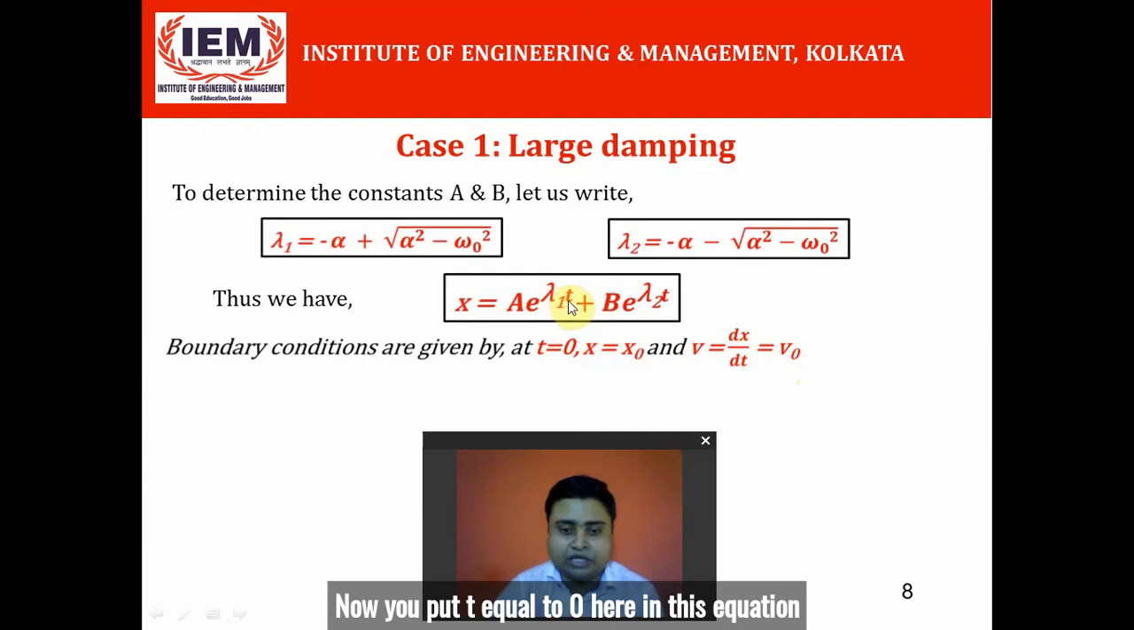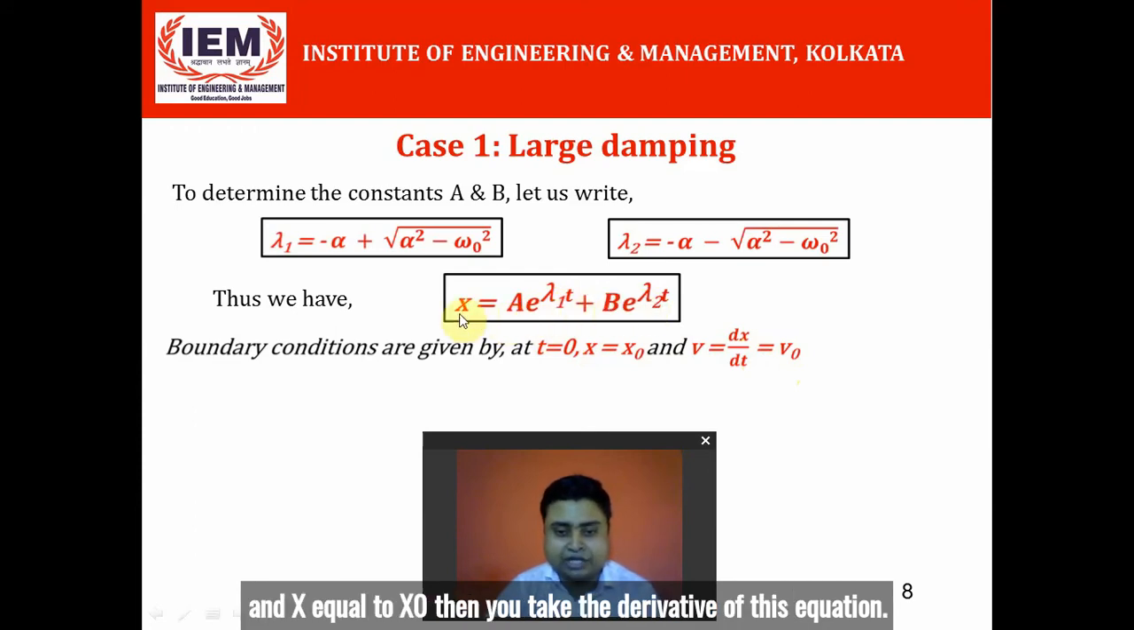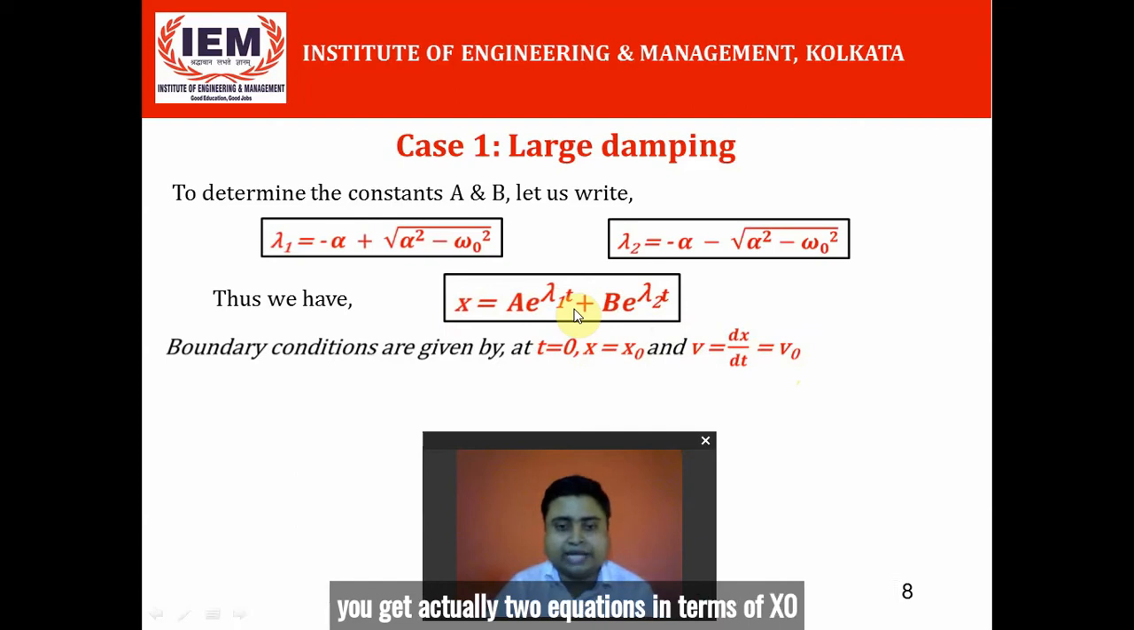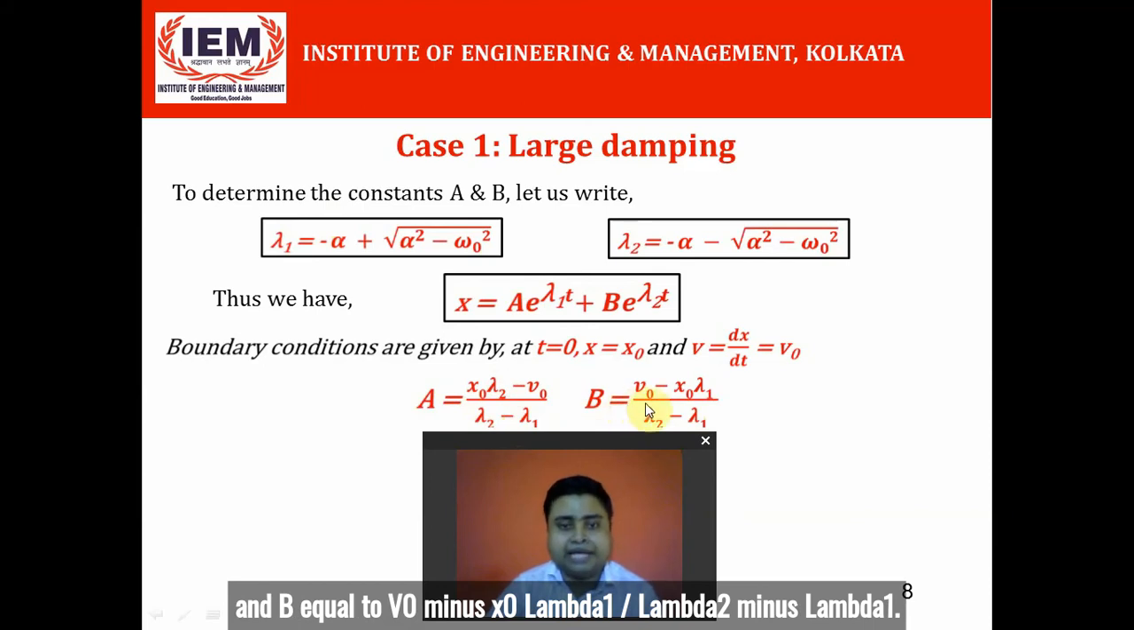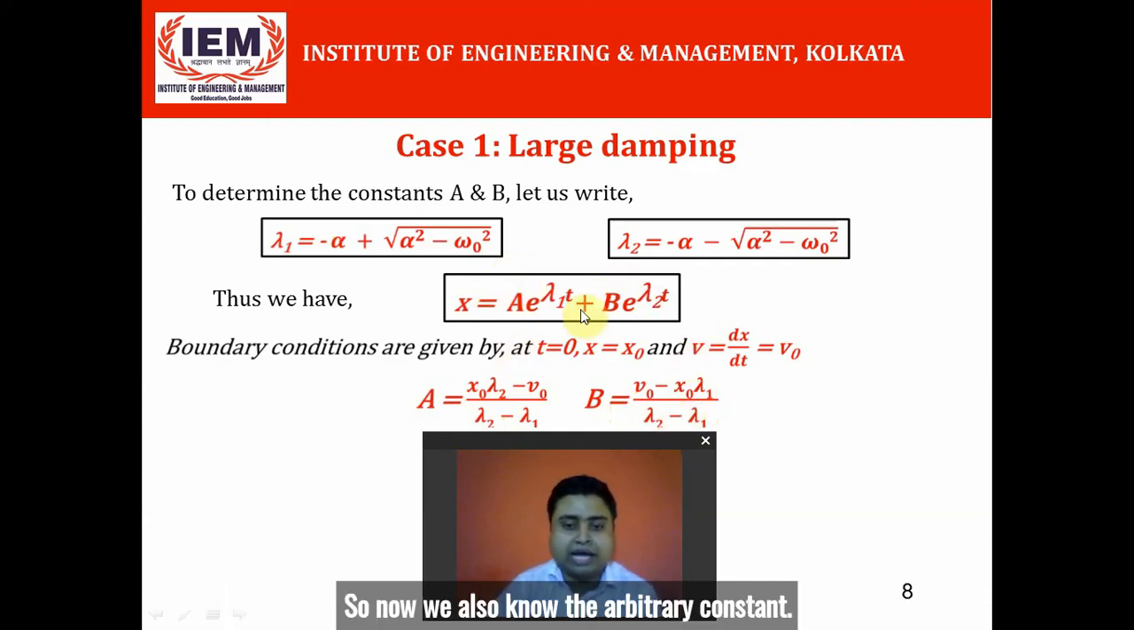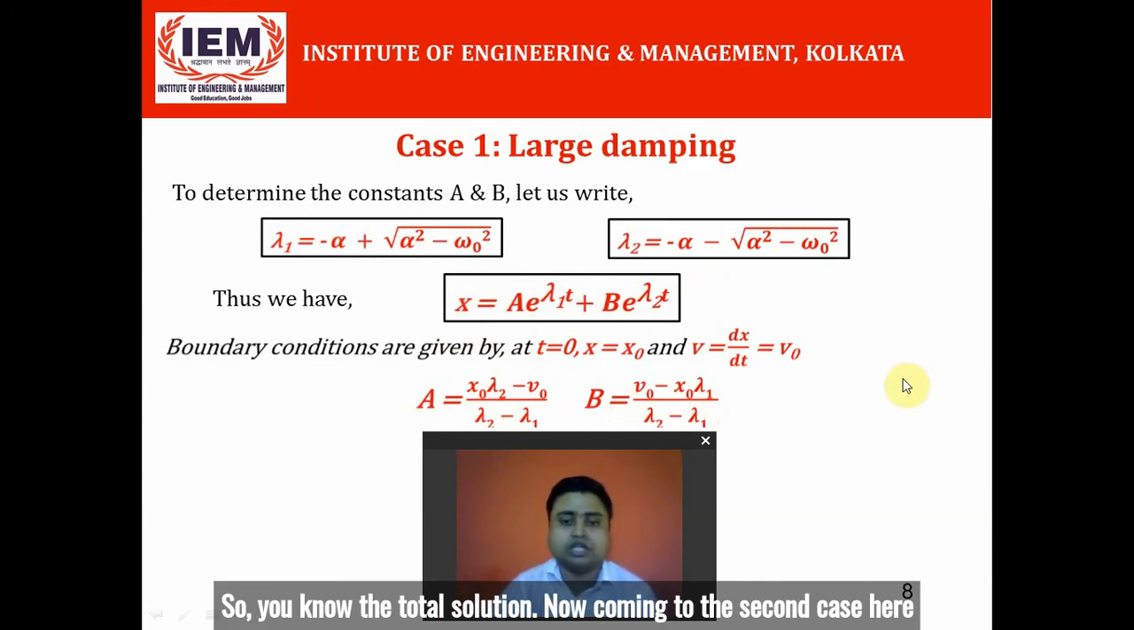Now you put t equal to 0 in this equation, and put x equal to x0. Then you take the derivative of this equation and you will get the velocity v. Again you put t equal to 0, then you get two equations in terms of x0 and v0. Then you have to solve for a and b, and you will get those two arbitrary constants as a equal to (x0 lambda 2 minus v0) by (lambda 2 minus lambda 1), and b equal to (v0 minus x0 lambda 1) by (lambda 2 minus lambda 1). So now we know the arbitrary constants, so we know the total solution.